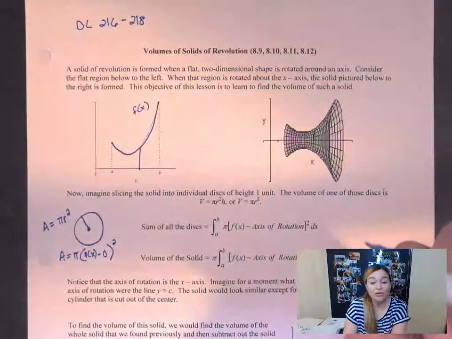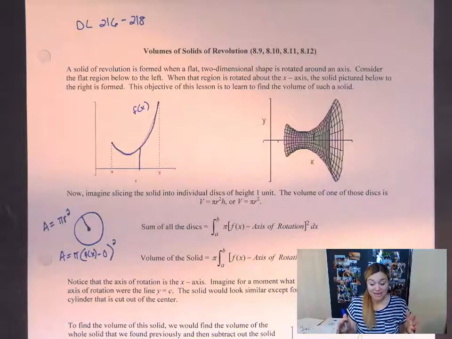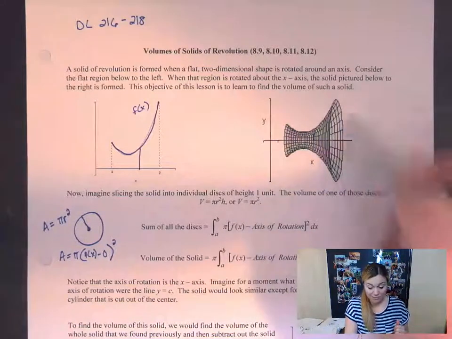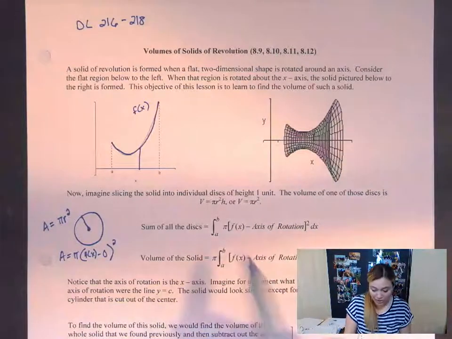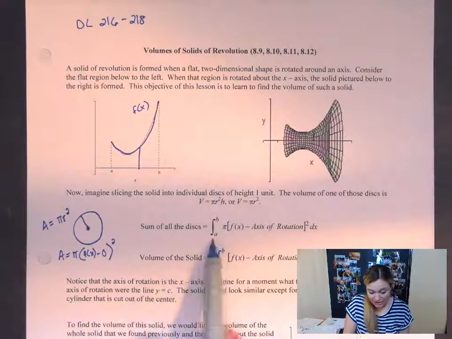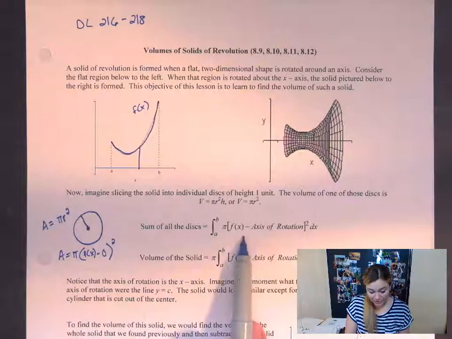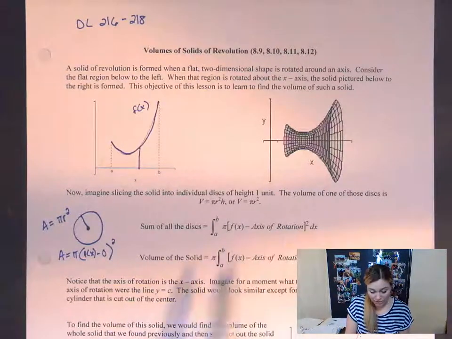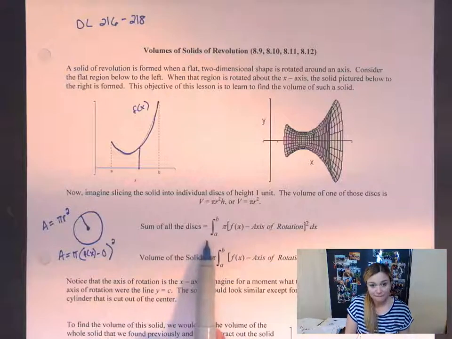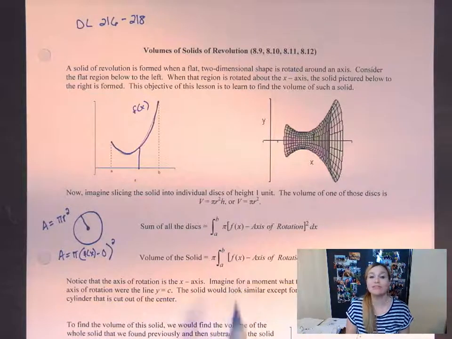If I want to find the volume, I have to take all of those areas. There's an infinite number of areas because there's an infinite number of circles here, and I add them all together. So I'm going to integrate this, pi times the radius squared. You can take the pi out in front, but if you integrate pi r squared, or you integrate area, you get back to volume.